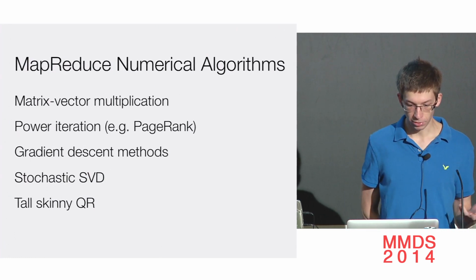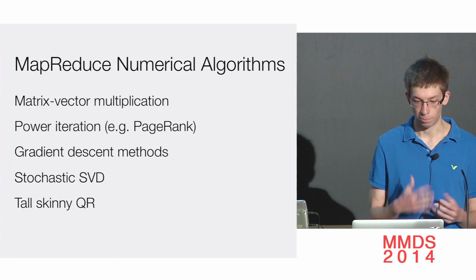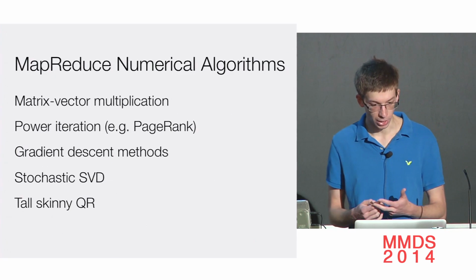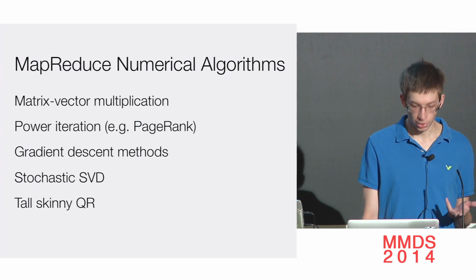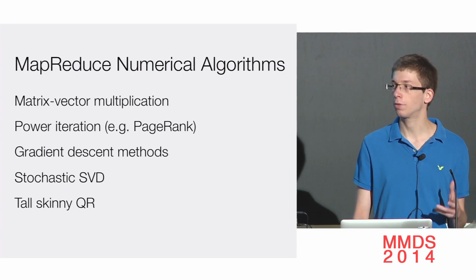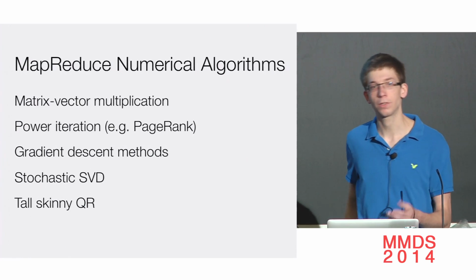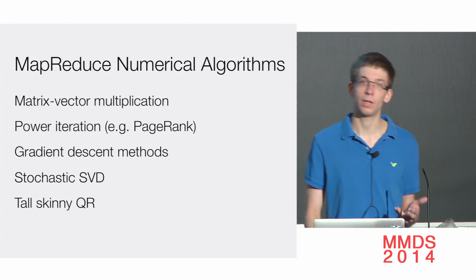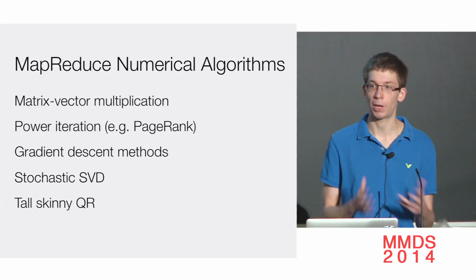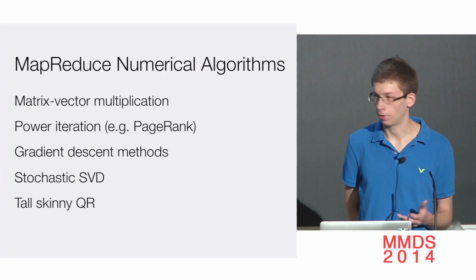So things like matrix vector multiplication, which is used as a step in power iteration, or algorithms like PageRank, is very common to do on MapReduce. Gradient descent methods for optimization, all kinds of them you can implement in this model. There's special ones like stochastic SVD, which is a way to do an approximate SVD that only takes 3 MapReduce passes or something like that. So it's designed to run really well in this specific model.